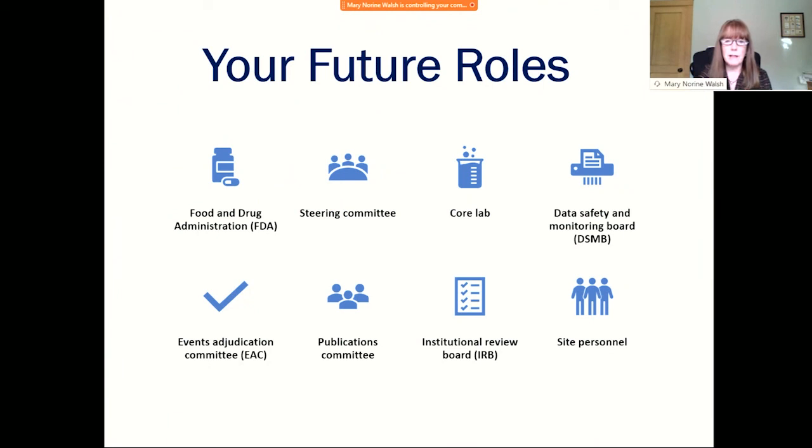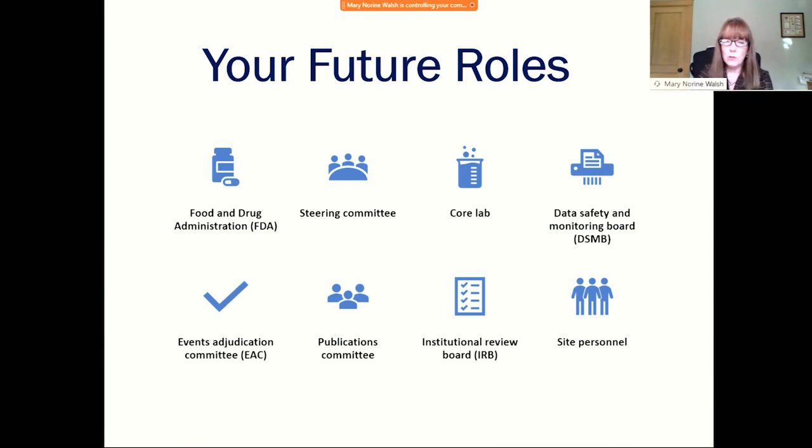So this is my last slide, and I leave you with this. These could be your future roles, and we hope that the CTR program is going to launch you toward these. You could work for the FDA. There are several cardiologists who do, either on a part-time basis or some full-time. You could be a member of a steering committee if you haven't been. If you are especially an imager, you could be a core lab at your site and chair that. You might be a member of the DSMB or an events committee. You might be on a publications committee. It's usually some fairly senior people get on that.